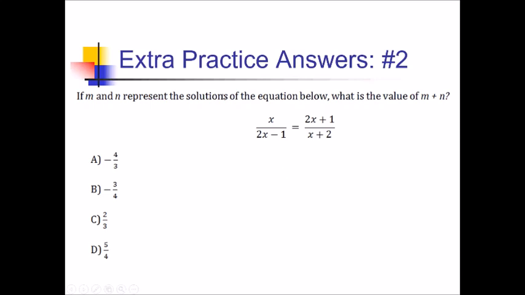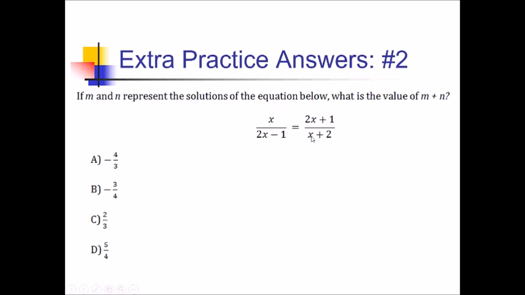For this problem, they're telling us that m and n represent solutions for this equation, and they want to know what happens when we add those together. So we're going to have to find the solutions to this thing and add them together and hope for the best. To get this thing started, there's a few ways you could go about this. Probably the fastest is just going to be to cross-multiply to get rid of the fractions.